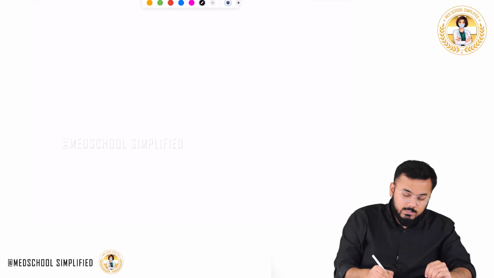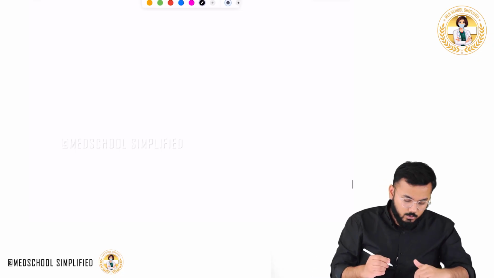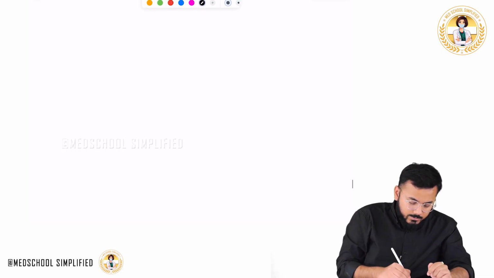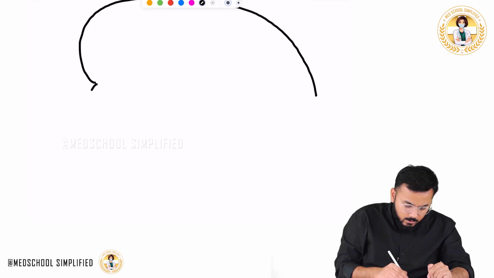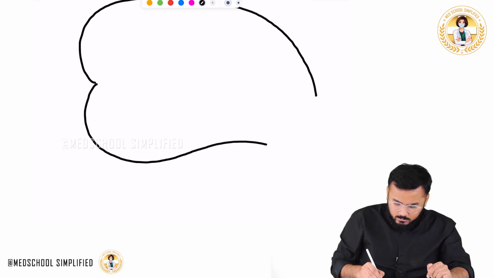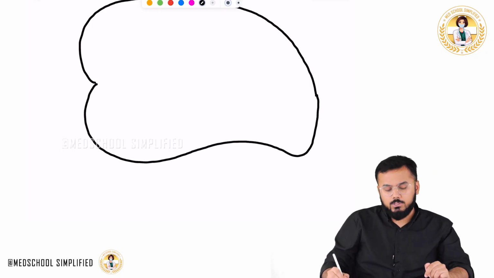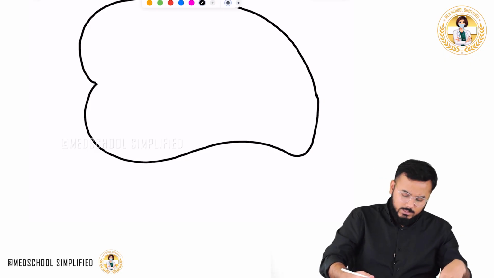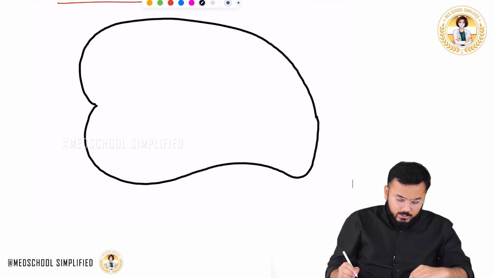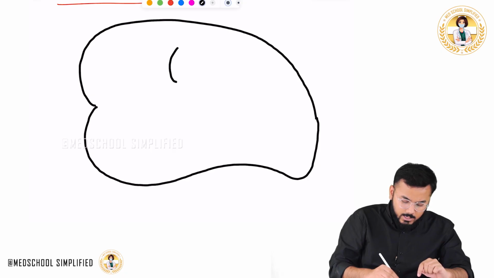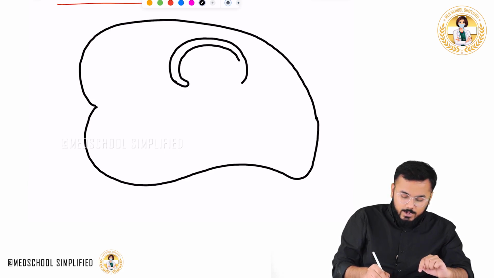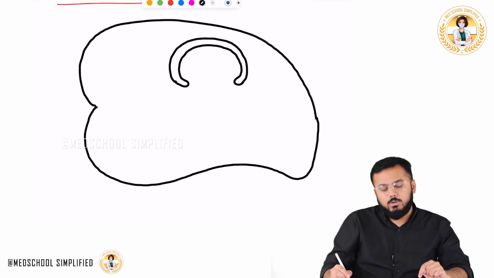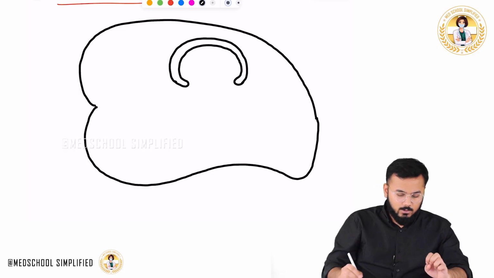Now coming to the medial surface, what are the important structures you need to know here? For example, this is your cerebral cortex over here. Now, in the cerebral cortex, what are the important structures you can see? For example, here I'm drawing one structure. This structure which I'm drawing right now is called your corpus callosum. What is this structure called? This is called the corpus callosum.